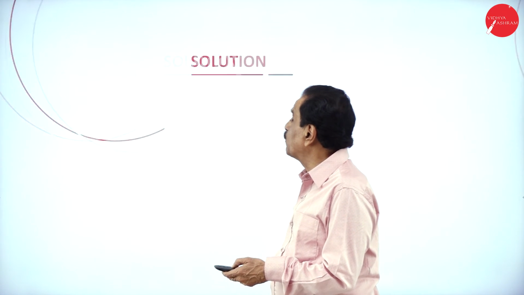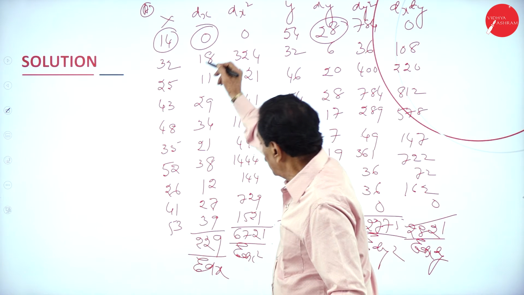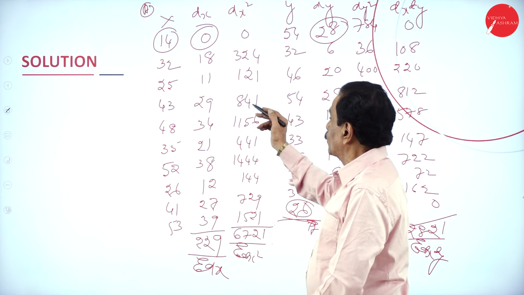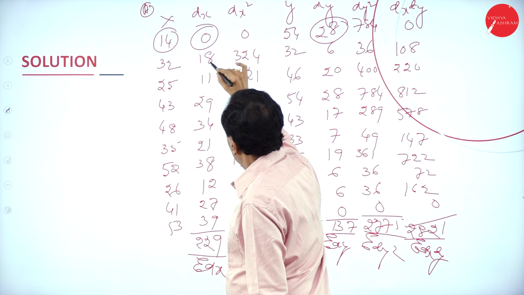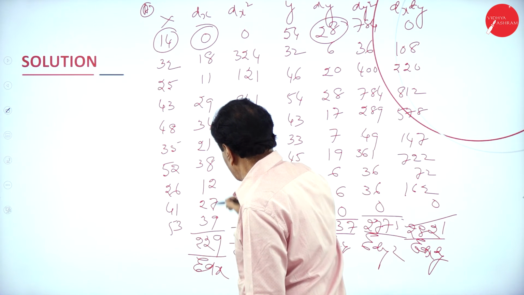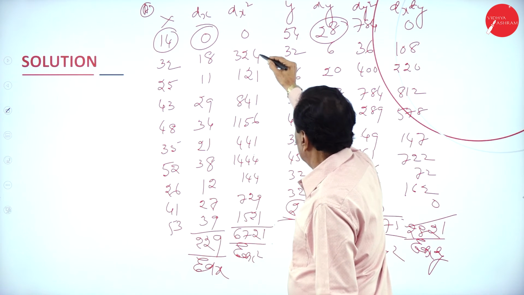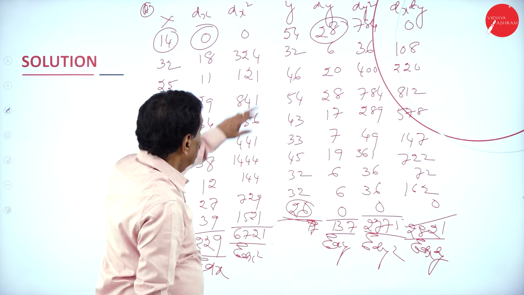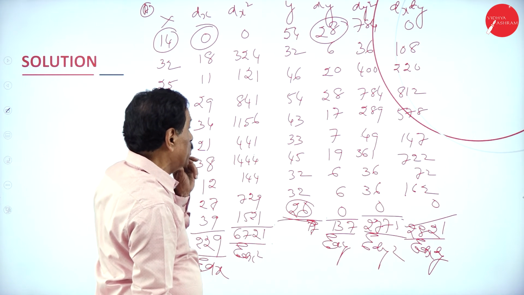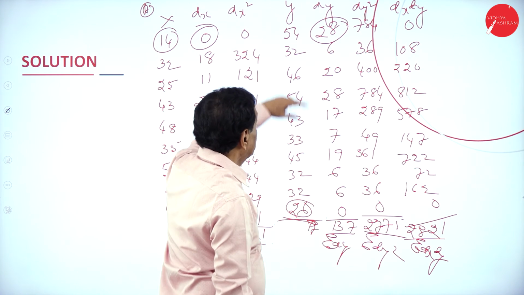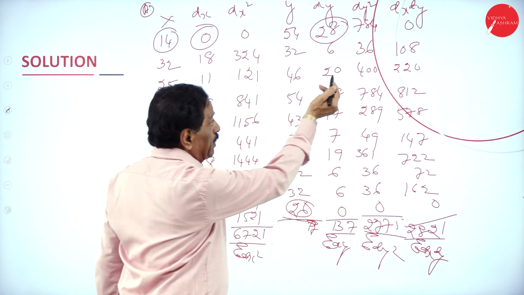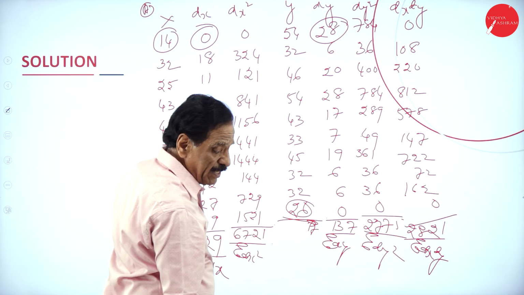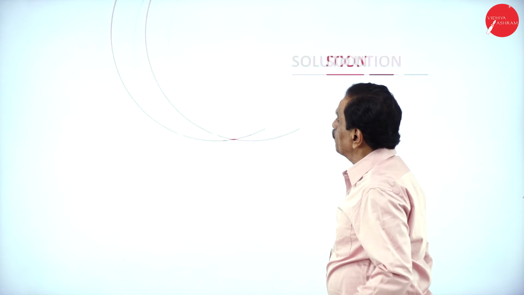So what are the steps to be followed? Here in the lowest number I took as 14. Then I bring out the difference, one by one difference, 229. Here dx square of the 18, 11, 21 becomes 6721. Even for the 54, 20, the lowest number is 26, I took as 0. Take the deviation. Then dy square, dx dy. And simply I will apply the formula.